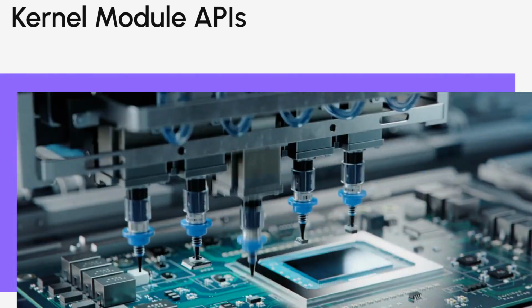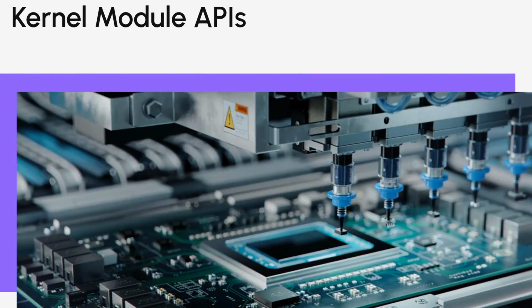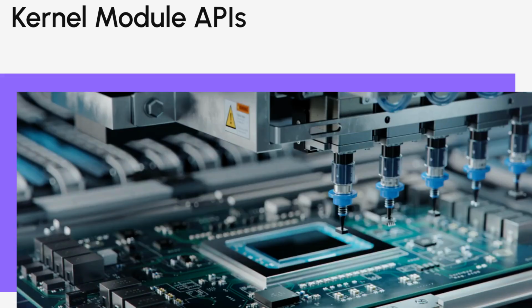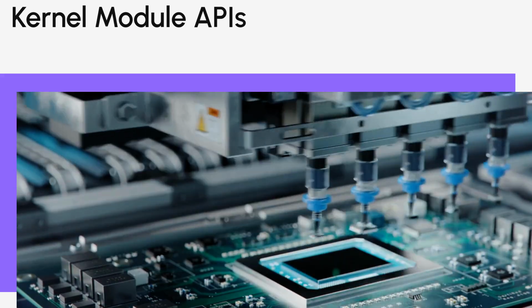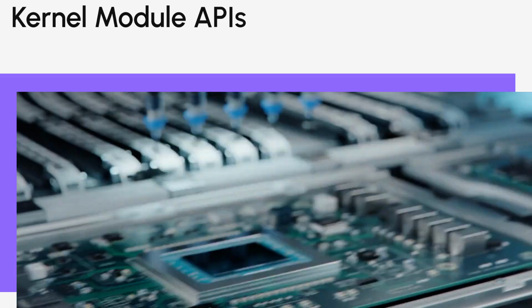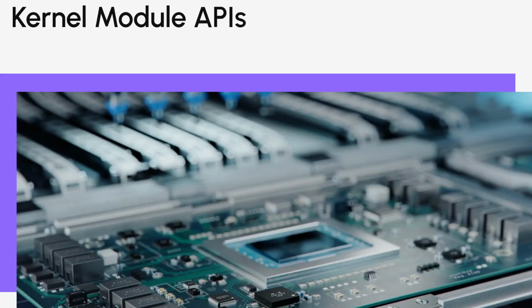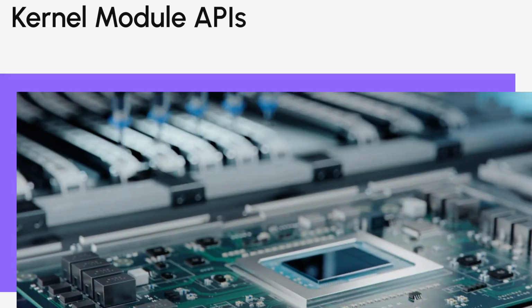Kernel modules can interface with hardware using specific APIs. These APIs are provided by the Linux kernel to enable safe and standardized communication between kernel modules and hardware components, abstracting the low-level complexity. Writing drivers for USB devices or network cards is common.